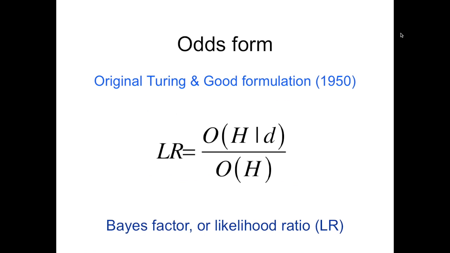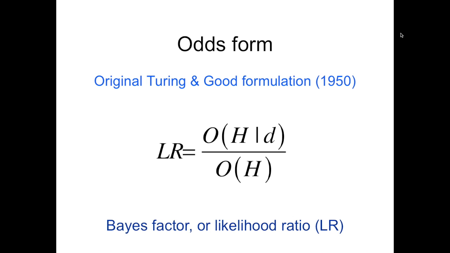The odds form that Turing and Jack Good, his associate, formulated and wrote up in 1950 is that the likelihood ratio is a ratio of odds. Here, odds mean like betting odds. If the odds are 9 to 1 that the Steelers will win, that means there's a 90% chance they would win and a 10% chance they would lose. So the numerator is the odds of the hypothesis after you've seen the data. That's what that bar means. H bar D is the odds of the hypothesis given that you've seen the data, where D means data, divided by the odds of the hypothesis before you've seen the data.